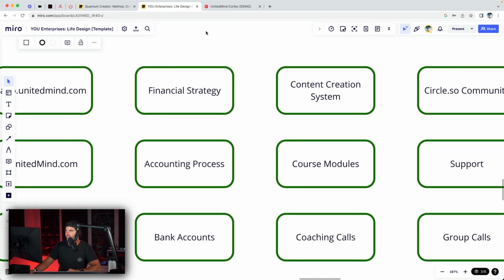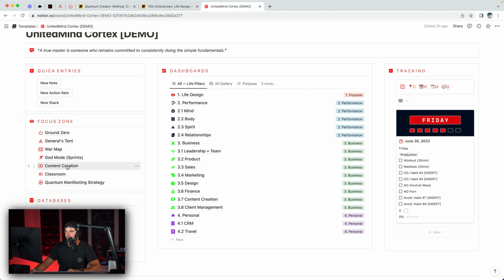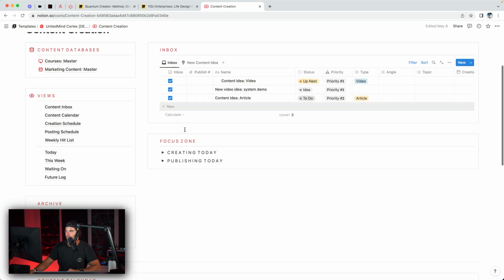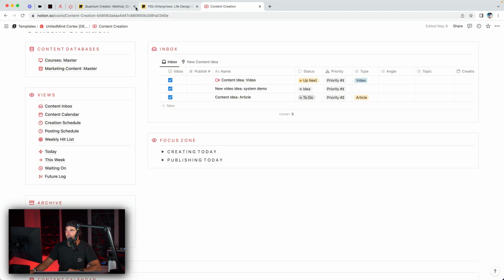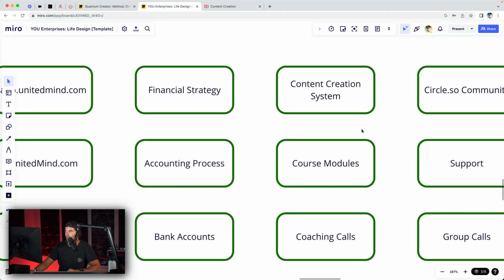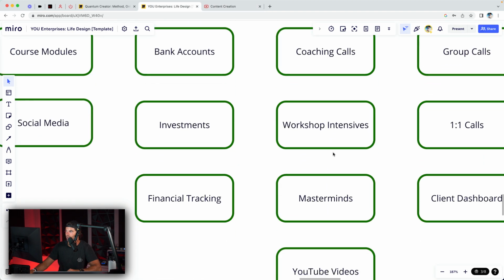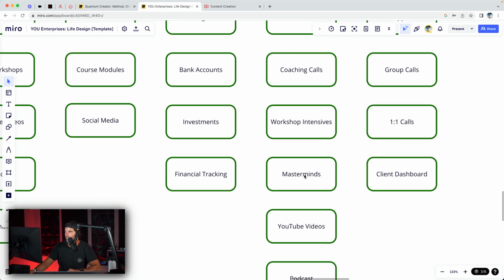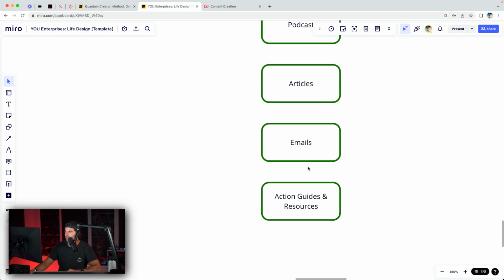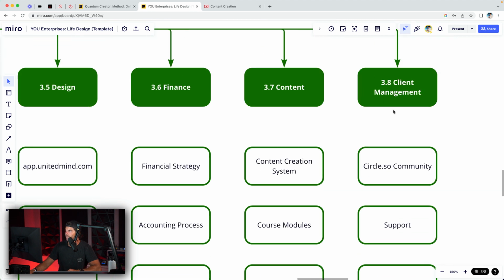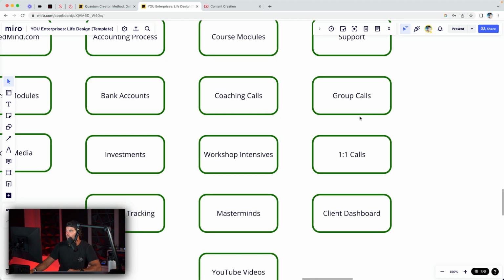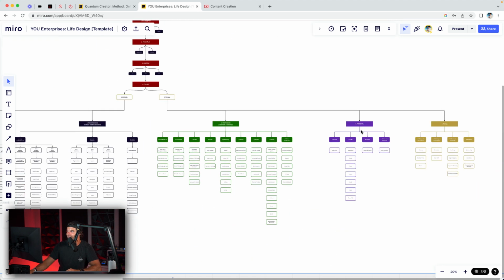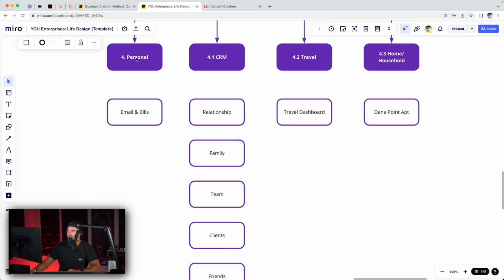Content. What is the content creation system? So that looks like this. Mapping out an entire system for developing and building out content for course modules, coaching calls, workshop intensive, masterminds, YouTube videos, podcasts, articles, emails, action guides. So I'm sure client management in the community, support, group calls, one-on-one calls, and then I'll quickly finish up with personal. Okay, so personal is just like, more so email and bills.